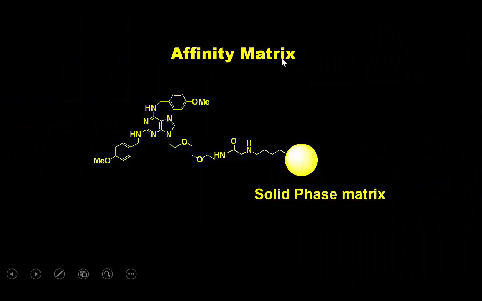Let's summarize the affinity matrix approach. This was your original active molecule. Through SAR, you found this linker position and then attached that onto a solid phase matrix. Because of the size of those solid phase matrix beads, which is 100 to 200 micrometer size, this affinity matrix can be utilized only for cell extract to purify your target proteins.